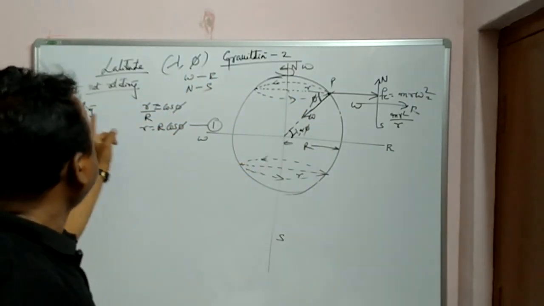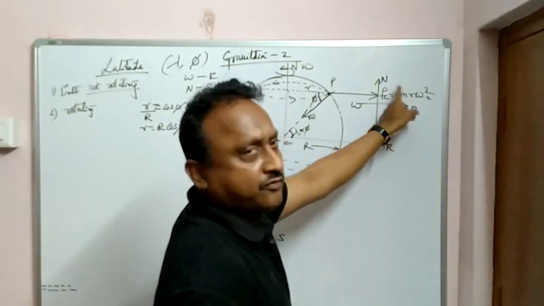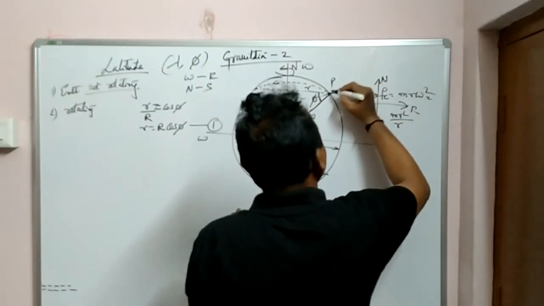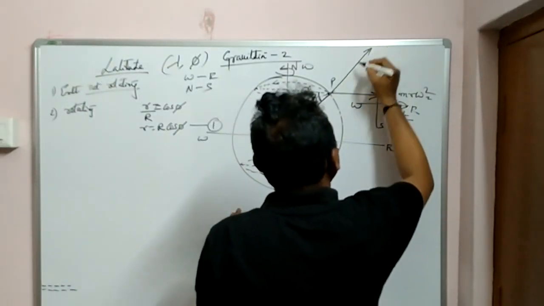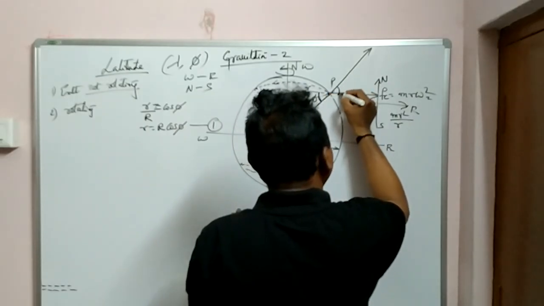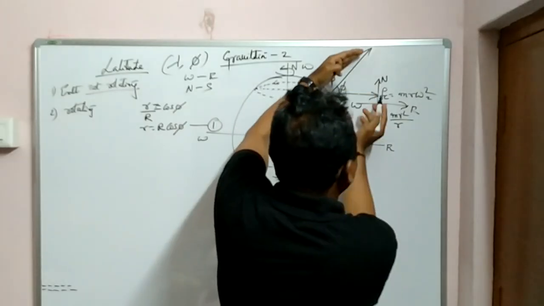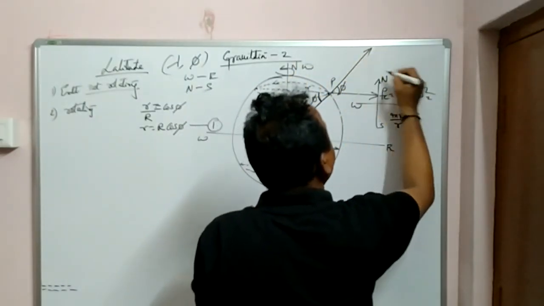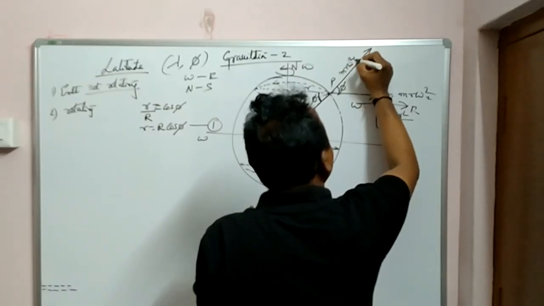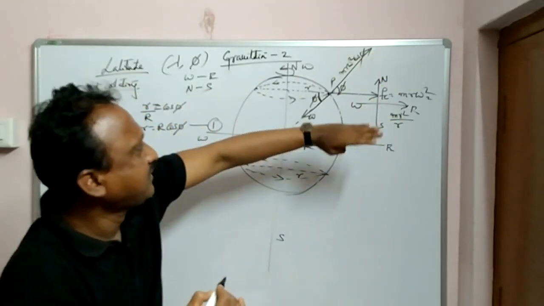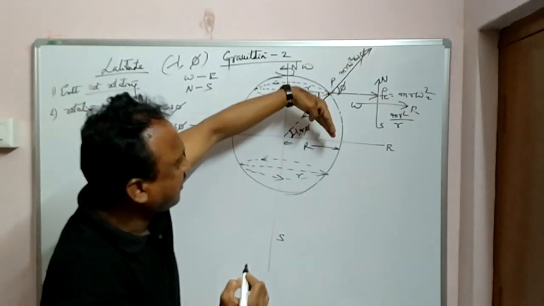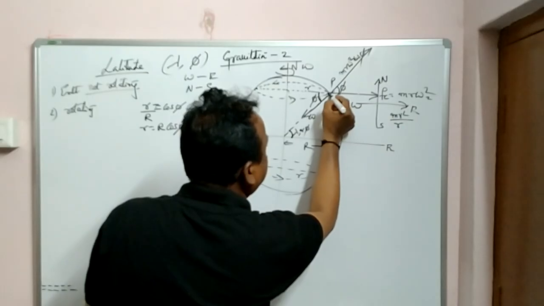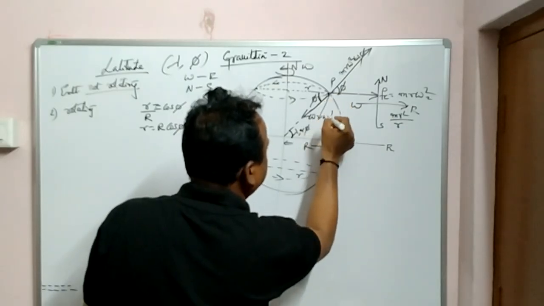Since it is rotating, it has a centrifugal force acting outward, m v square by r or m r omega square. If you extend this line, this angle is also phi, a vertically opposite angle. The component of the centrifugal force in this direction is Fc cos phi, that is m r omega square cos phi. When it is rotating, the net weight will be along this direction, W dash.